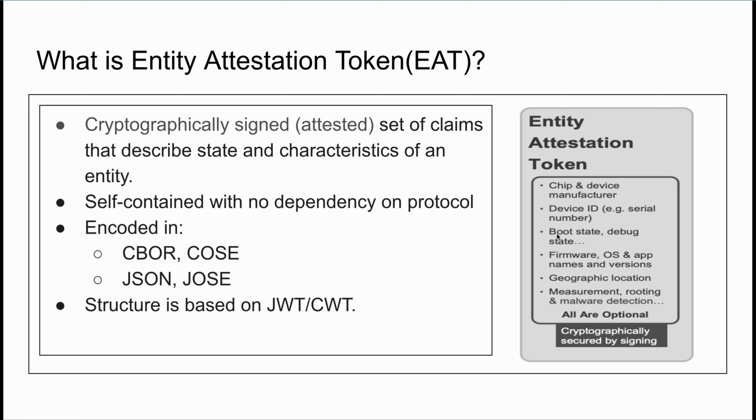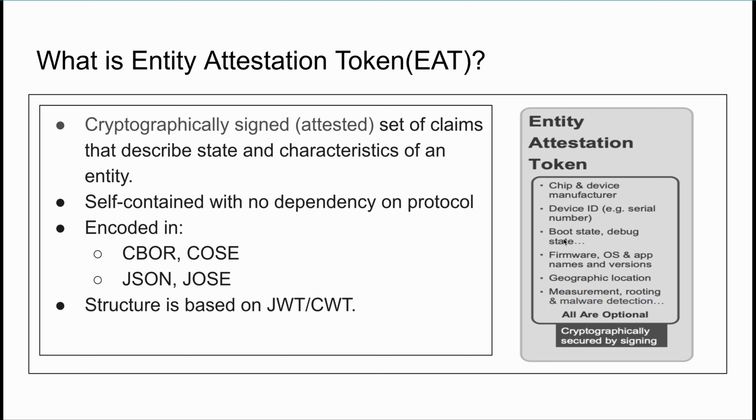Now, most of us are aware of what a JWT, JSON Web Token, is. Similarly, a CWT is a CBOR Web Token. So whenever data is encoded in the form of CBOR or COSE, like signing of CBOR-encoded data, the token that gets generated is called a CWT.